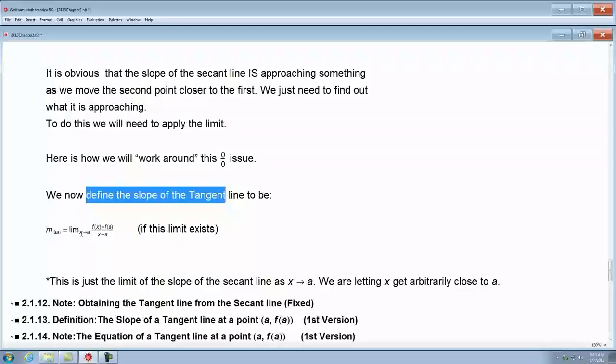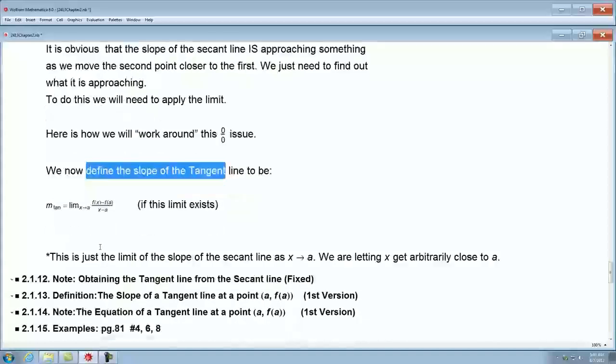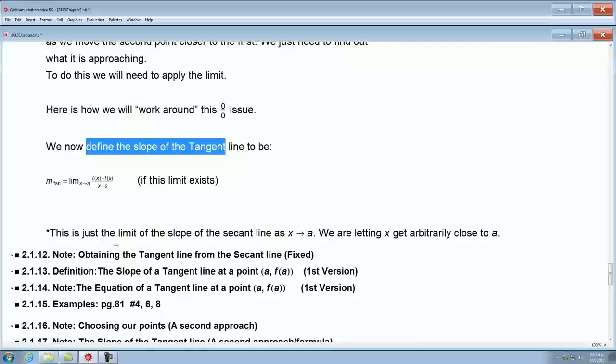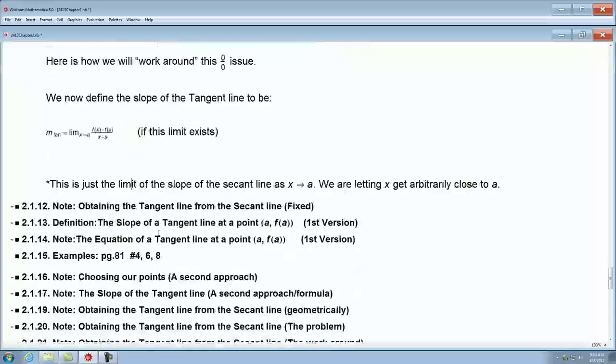See, because if I let x go to a, this gets close to a, and that becomes close to a, and so we will get something that looks like 0 over 0, but it's in a limit, so we should be able to get an answer. So just remember, this is just the limit of the slope of the secant line as x approaches a. So we're letting x get arbitrarily close to a.